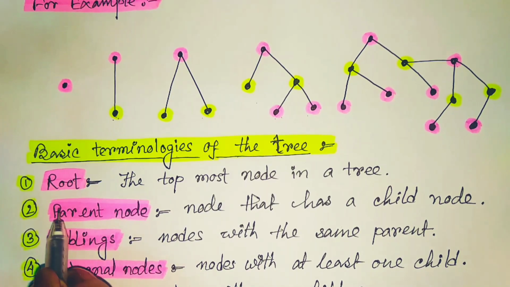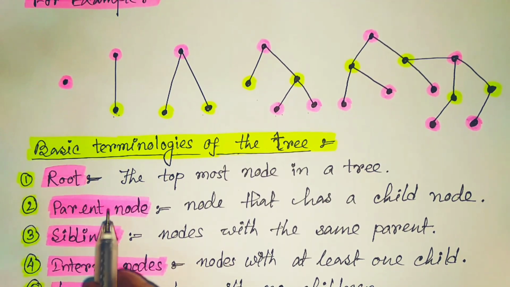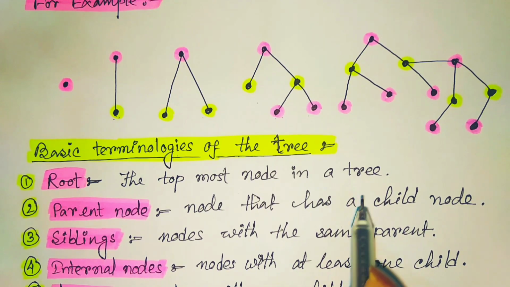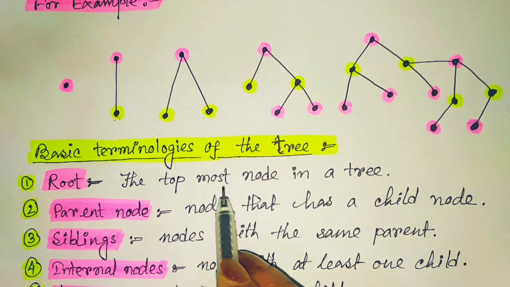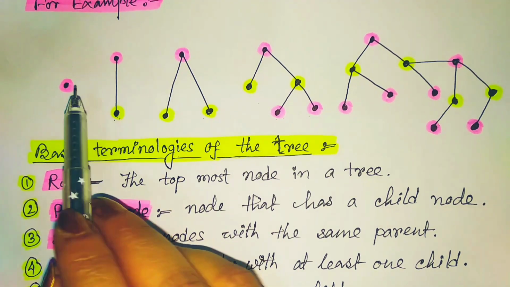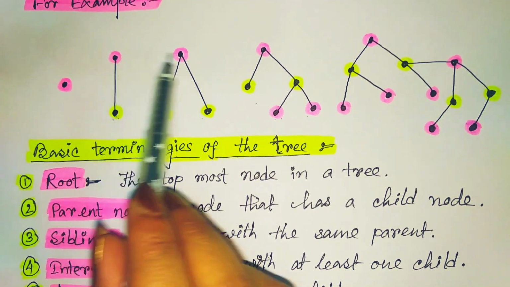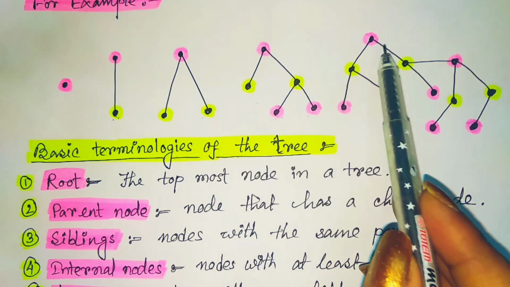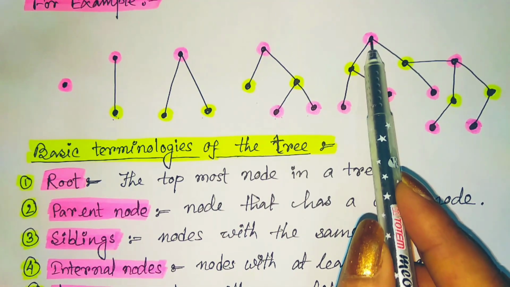So the first one is the root. What is root? The topmost node in a tree is called the root. So here this one we can say as the root, this one we can say as the root, here this one we can say as the root, and here this one we can say as the root.